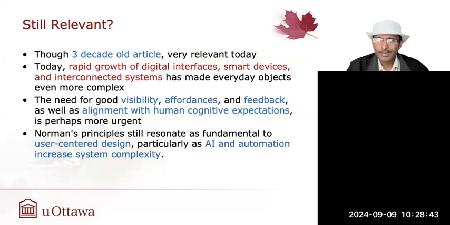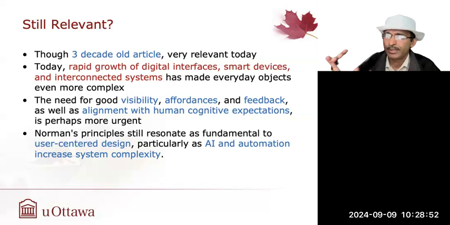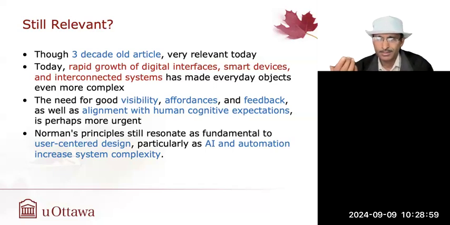Visibility, affordance, feedback, alignment with human cognitive expectations, these are very important factors. Visibility means when you see, you should understand how to operate. Which switch is first, which tab is first. But in this context, there's nothing. Affordance means guidance, how to use it. And feedback means, if you make some kind of error, then you should receive some kind of guiding message there.